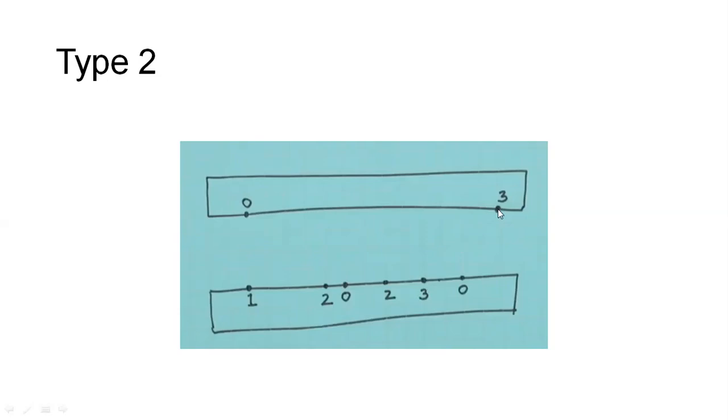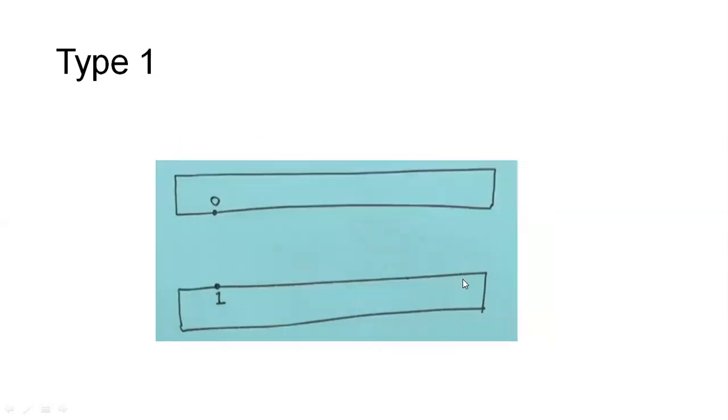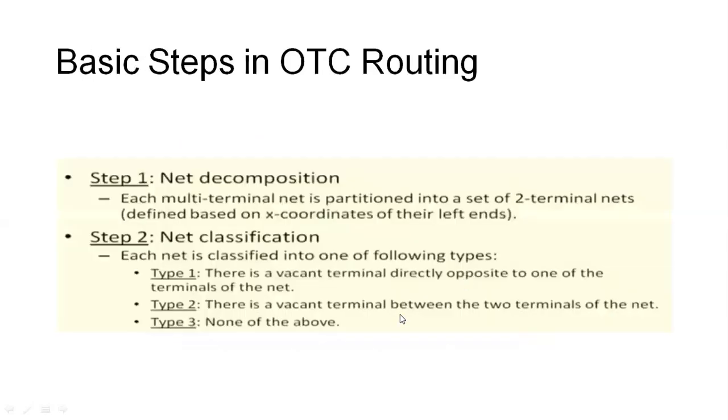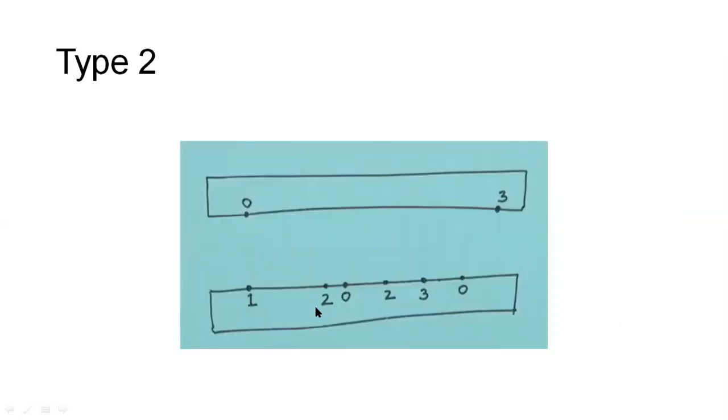I am having terminal 3, and in between I am having an empty terminal. So there is a vacant terminal between two terminals of the net. Between two terminals of the same net, connected by the same net, we are having a vacant terminal. This is called type 2.